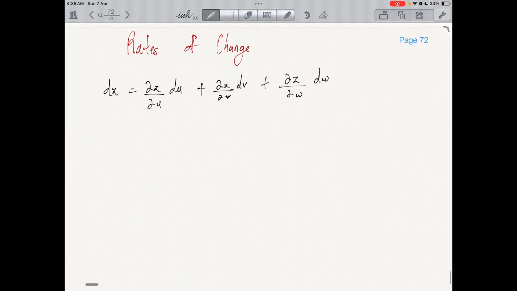In our last video, we talked about the total differential. Now, sometimes it is necessary to solve problems in which different quantities have different rates of change. So there is a need for us to evaluate dz/dt. And given this is the formula for the total differential, we can just divide all through by dt, and then we will have our formula for the rate of change.